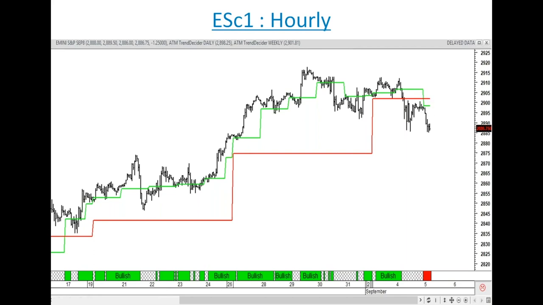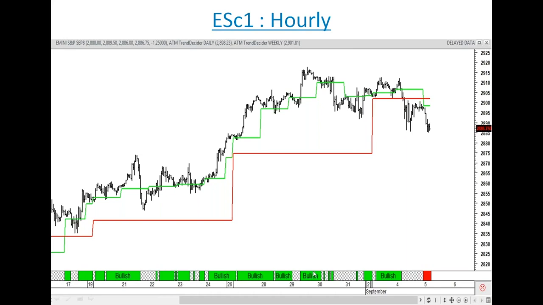So what are the different elements that I'm looking for when I trade? I'm looking for the price trading above the daily and the weekly level. And I'm looking for the green line to be above the red. And all this is automatically built into the scanners. It's built into the expert.